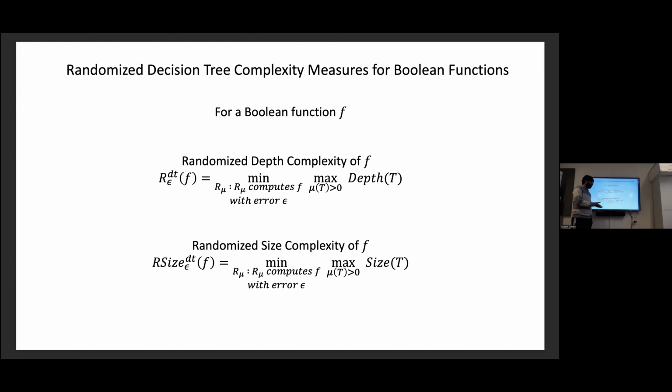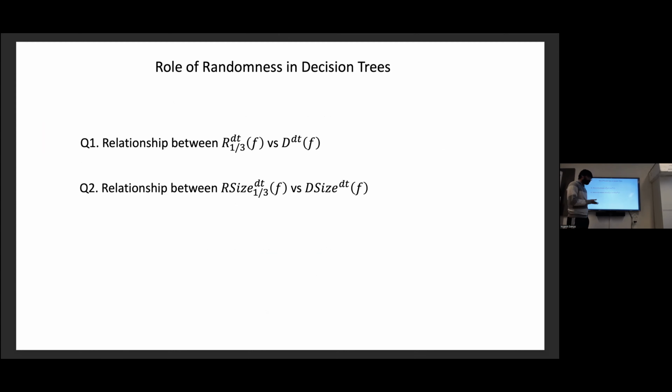And now again, we can do the same exercise. We can define the randomized complexity of our Boolean function using randomized decision trees. We'll look at all decision trees which compute our function with certain error, and choose the one which has minimum randomized depth. And that will be the randomized depth complexity. Similarly, randomized size complexity can be defined. And at this point, one can have these very natural questions. One can ask, is there any relationship between randomized depth and the deterministic depth? Is there a relationship between randomized size and the deterministic size?